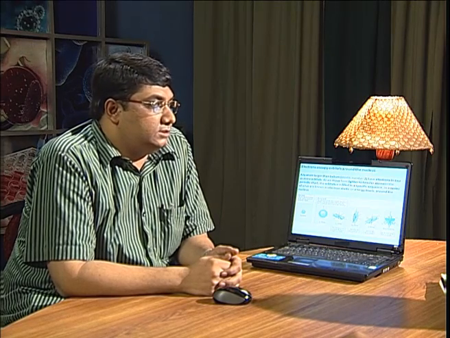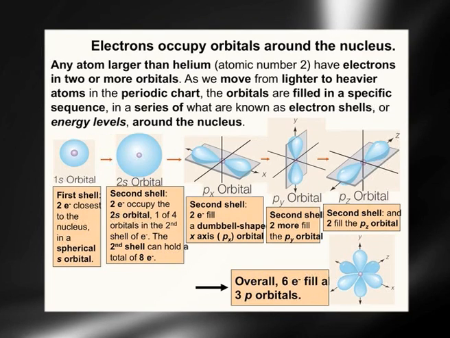So the electrons will occupy the orbitals depending on the energy of the shells. The lower energy shells will be occupied first, and successively the higher energy shells will be occupied. For example, the first shell contains only one s orbital, so only 2 electrons can occupy the first shell. When 2 electrons occupy the first shell, it is totally filled up.